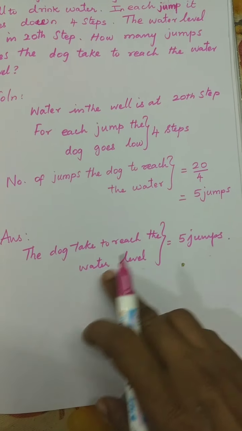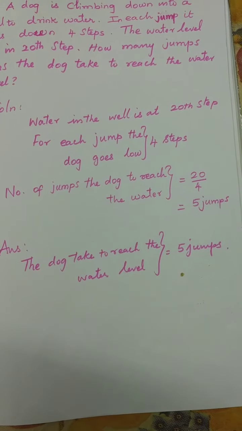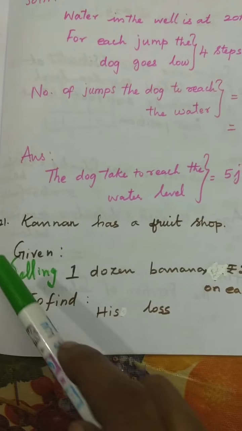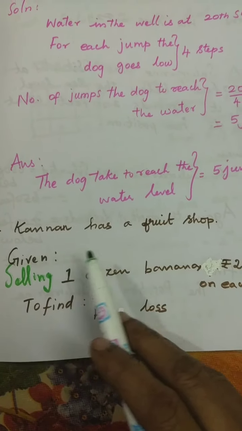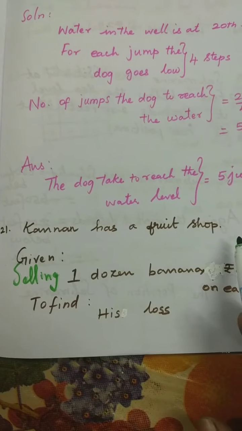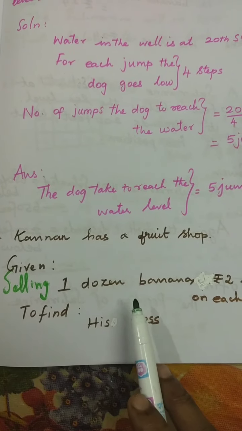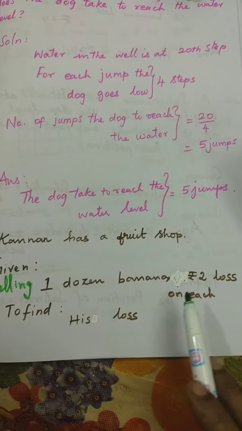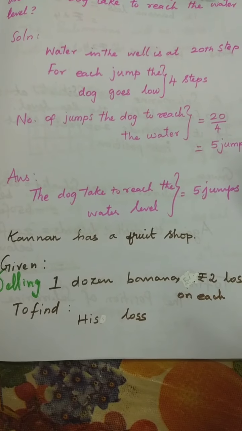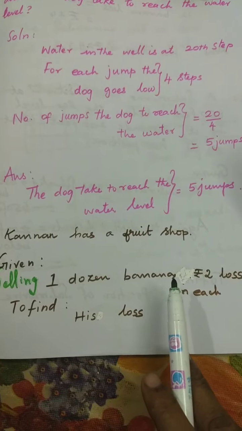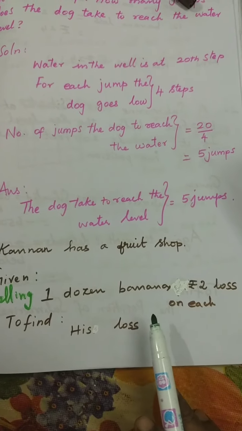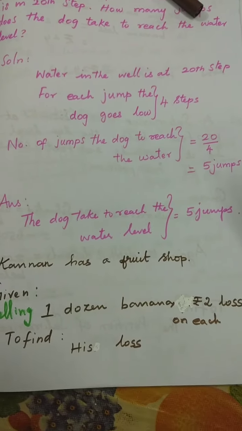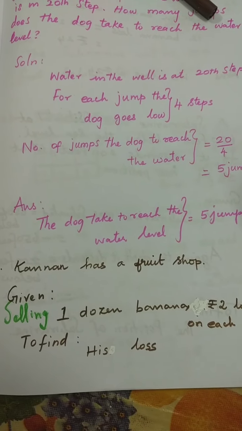The dog takes 5 jumps to reach the water level. Sum 21: Kannan has a fruit shop. In that fruit shop, he is selling 1 dozen bananas at a loss of rupees 2 on each banana. Find his loss.